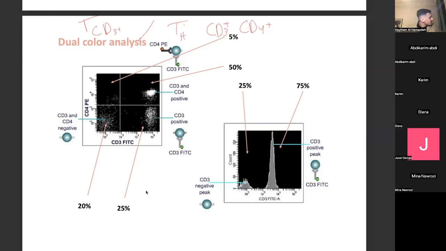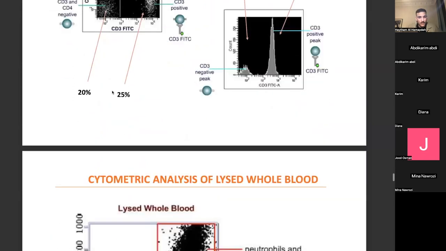So if we just want to have only CD4s, it is 55%. CD4 positive should be just 55%. Exactly. So CD4, 55%. Easy? Okay. Done.